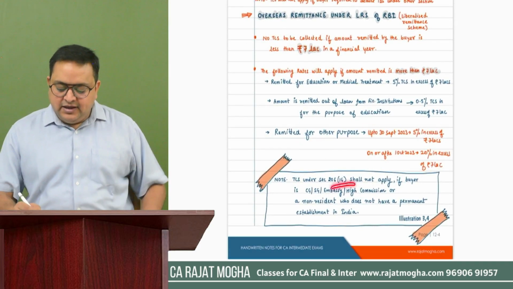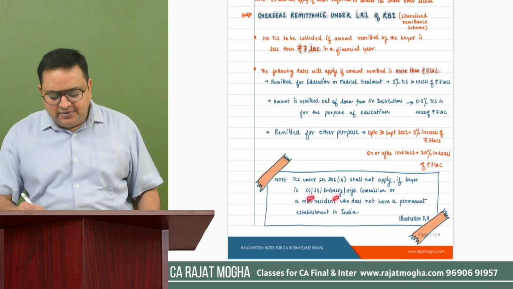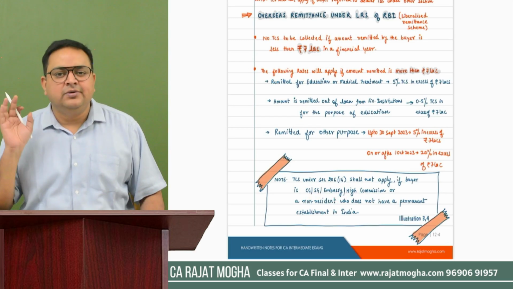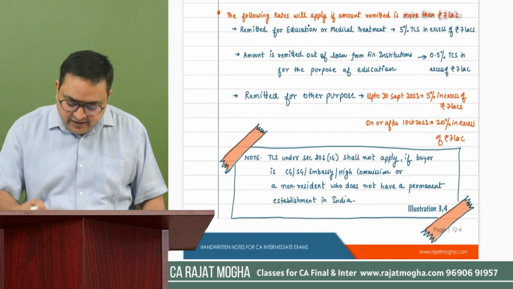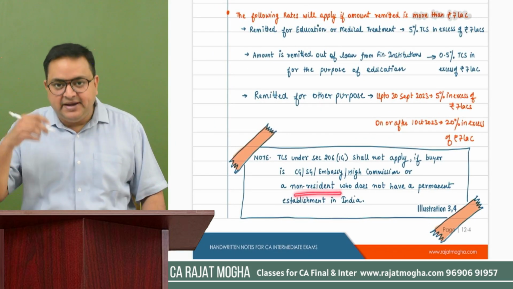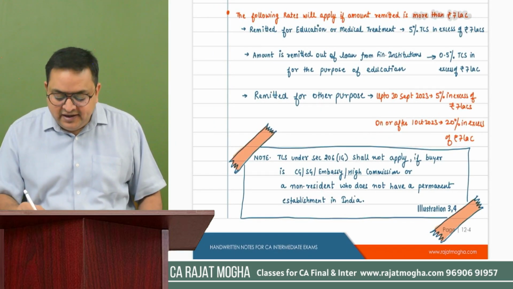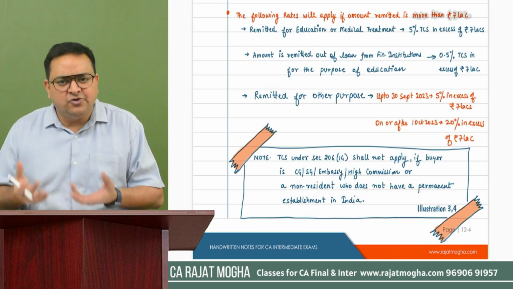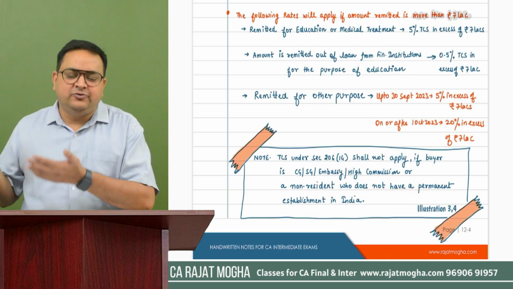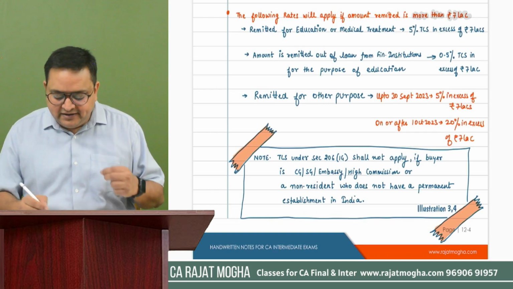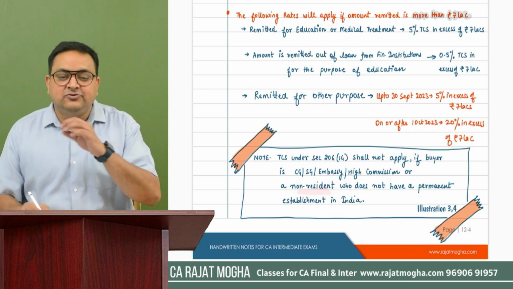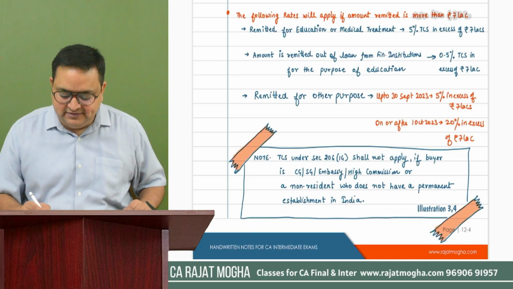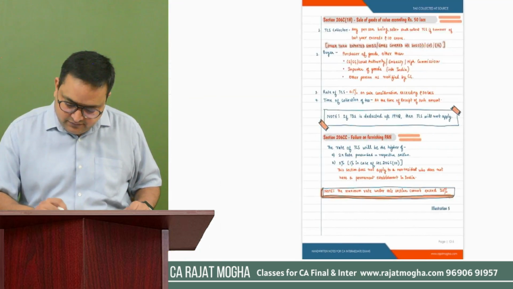And obviously, if the buyer is the central government, state government, foreign embassies, etc., then we are not going to apply TCS. Also, if the person who is remitting outside India is a non-resident and does not have any permanent establishment in India, he can remit outside India in the normal course, right? So in that case also, for a non-resident who does not have a permanent establishment in India, we will not apply TCS, right? Okay.